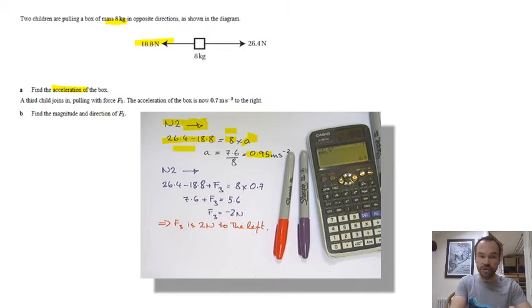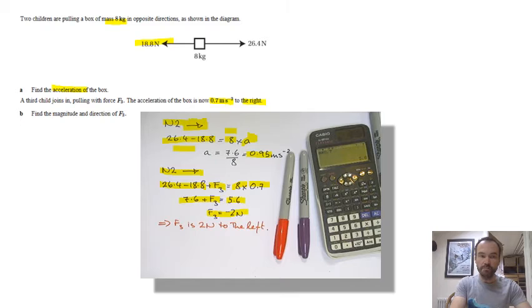In part B of the question, we've got an acceleration which is 0.7 to the right. So again, Newton's second law in the direction of acceleration. 0.7 goes there, the mass goes there, and the three forces, the 26.4, the 18.8, one positive, one negative, one's to the right, one's to the left, and the unknown force, let's call it F3. 7.6 plus F3, 8 times 0.7 is that, F3 is -2.